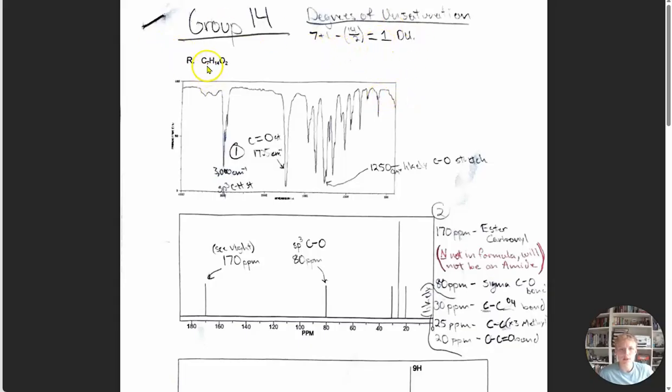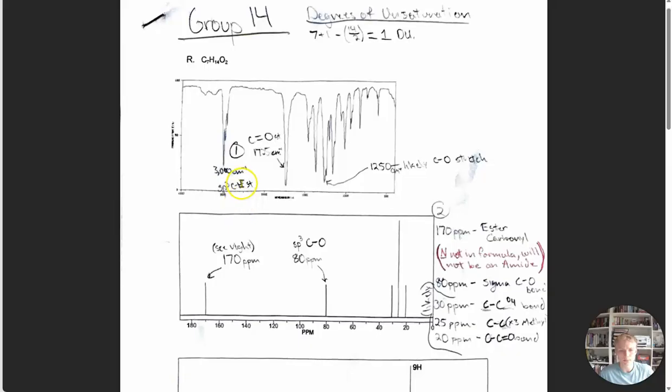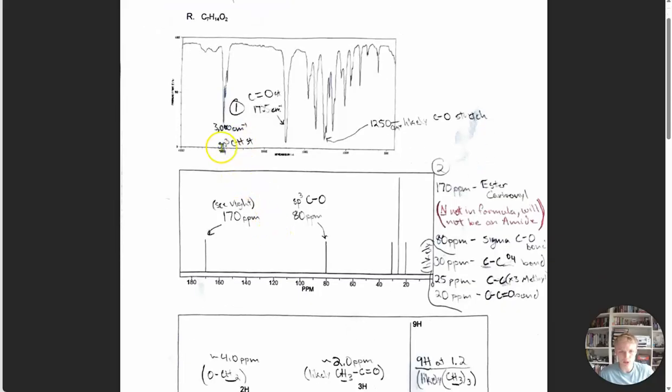So I took the 7 carbons, added 1, and subtracted the hydrogens divided by 2 from that, giving us 1 degree of unsaturation. So this is really helpful as we start to look at the spectra and estimate and guess what our compound might be, or the complete structure.